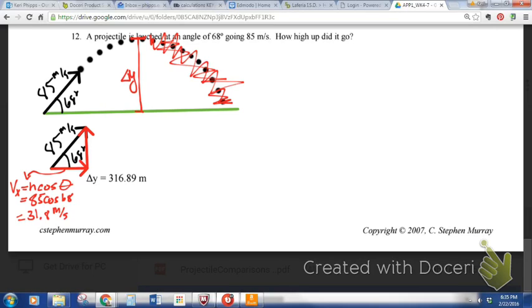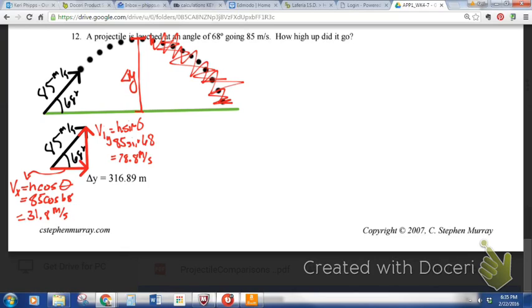Do the same thing in the y. And in the y, the initial velocity in the y direction is going to be the sine, because it's the opposite leg. So it's h sine of theta, which is 85 sine of 68. And that value is 78.8 meters per second.